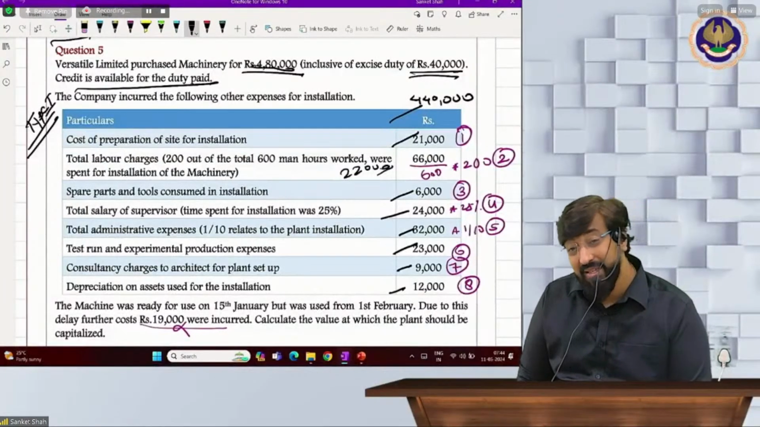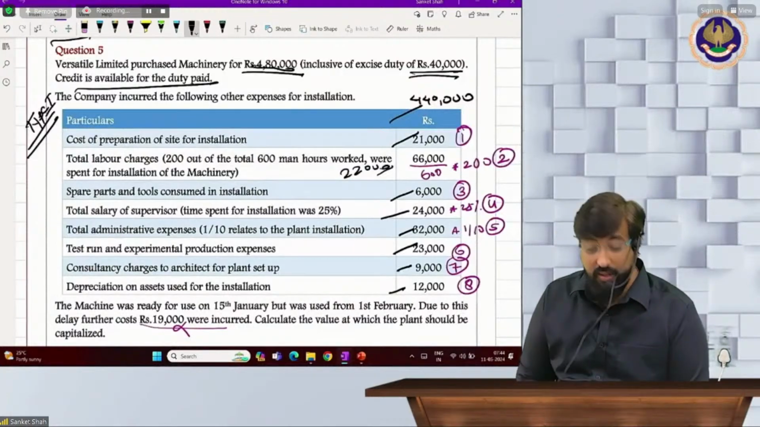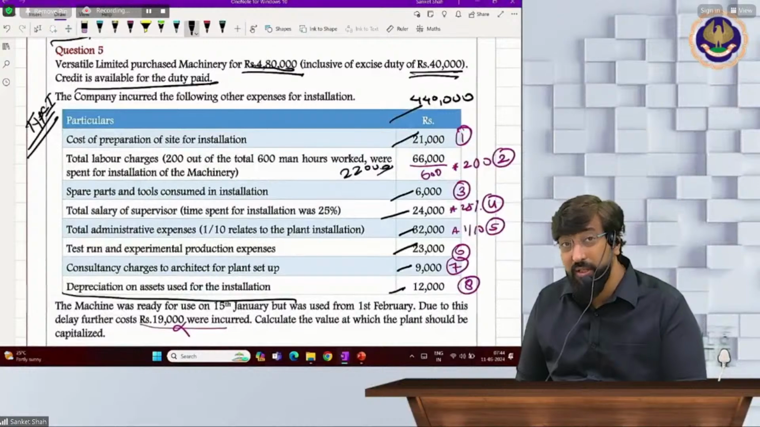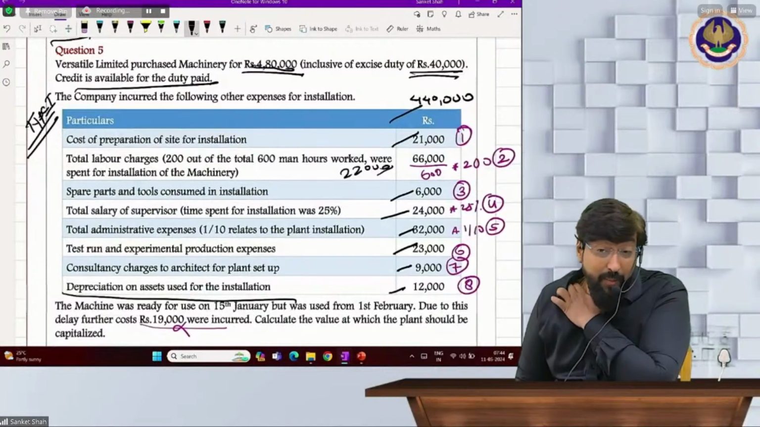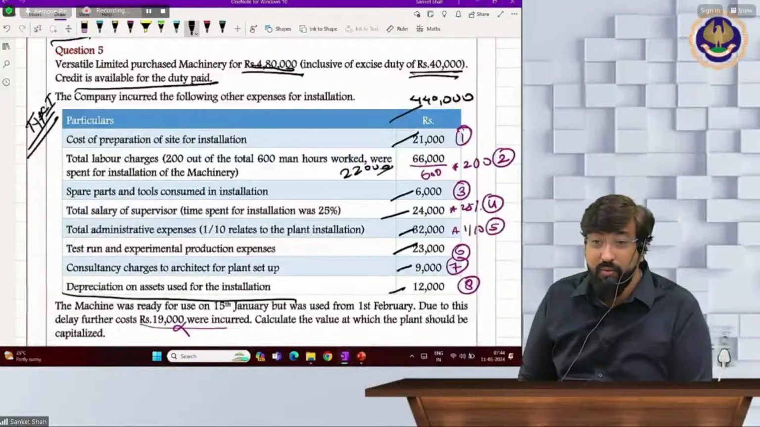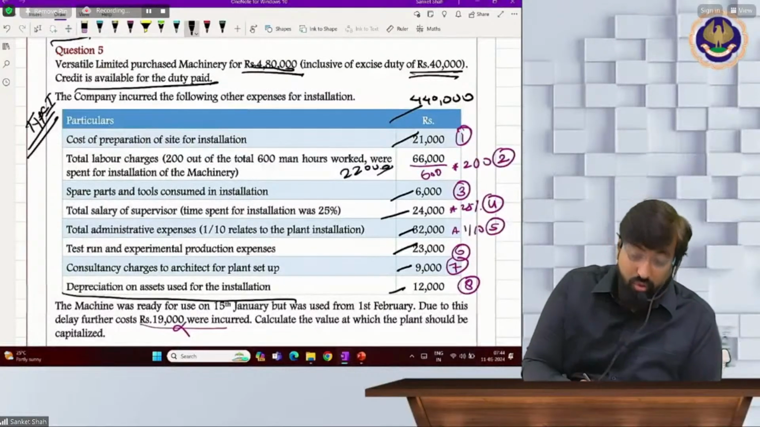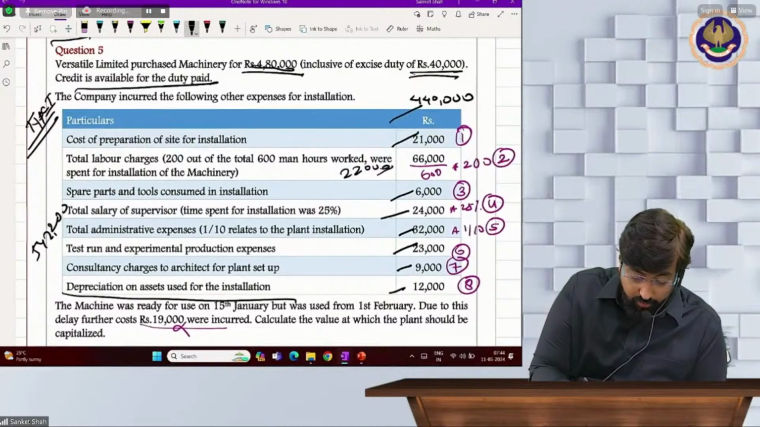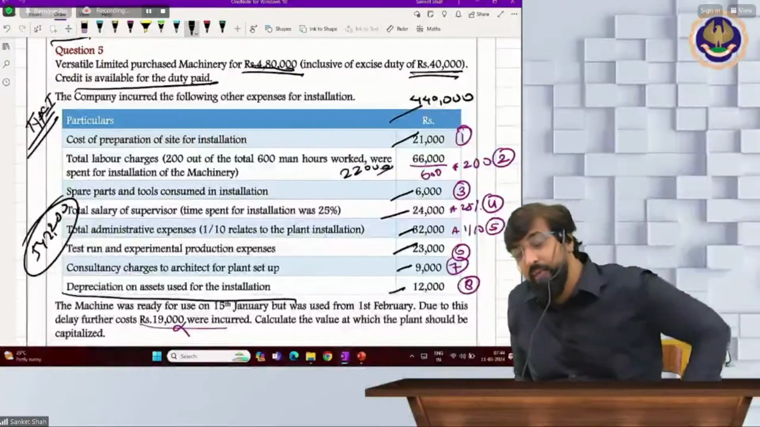Depreciation on asset which is used for installation. Sir, this is new. Yes, the asset which we use for installation of this machine, the depreciation of that asset we are going to consider. So the correct answer, if you take a total, Shreyskar, your total is also wrong, beta. 5,42,200. What is the total?